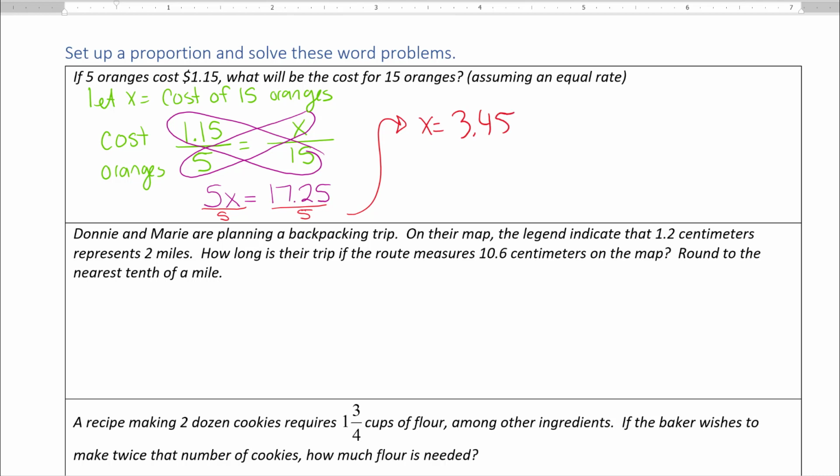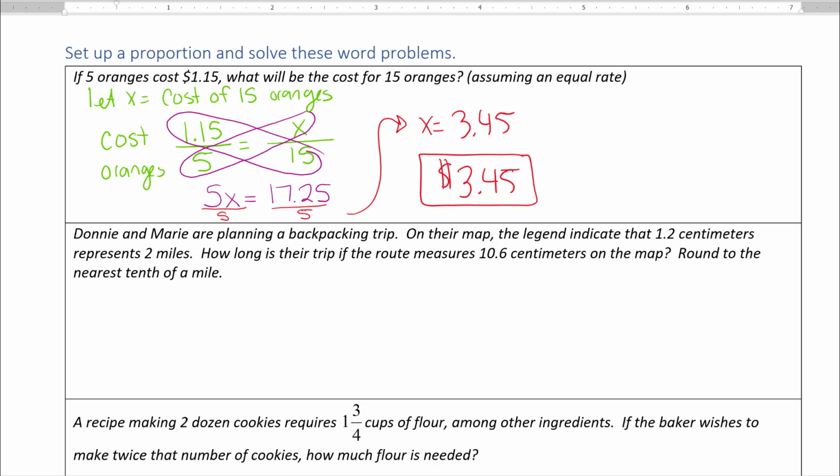So don't write x equals as your answer. We want to go back to the question. What was the question? What is the cost? So the cost better be in dollars. So $3.45 is the cost of the 15 oranges, which kind of makes sense, right? Because 15 is more than 5, so the oranges should cost more than $1.15. Our answer is a lot more than $1.15.